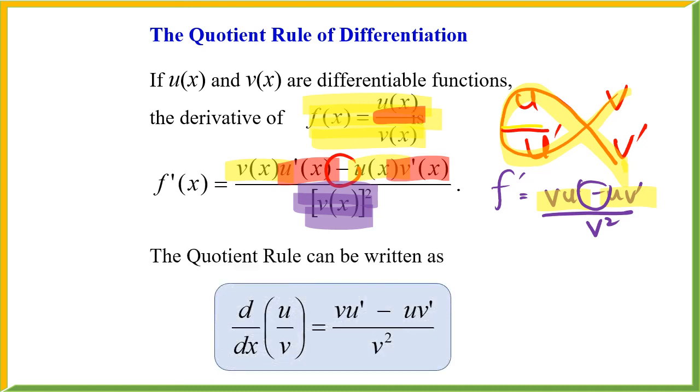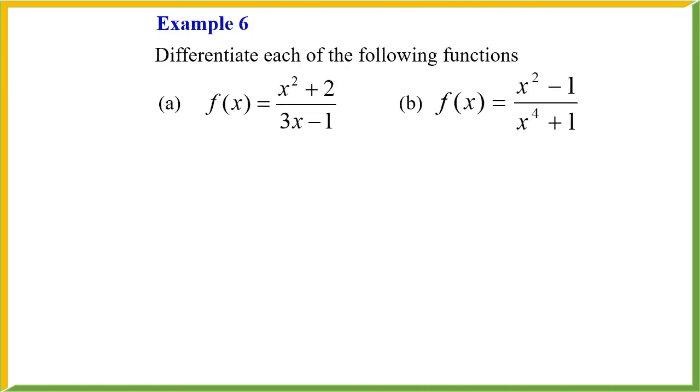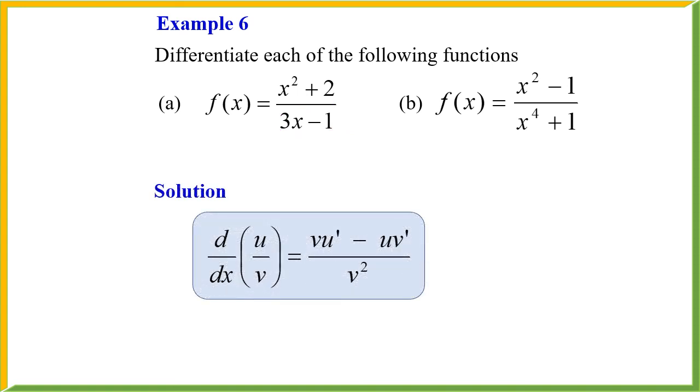Okay, so let's continue with example. So the example here is differentiate each of the following: f(x) equal to x squared plus 2 divided by 3x minus 1. For b, f(x) equal to x squared minus 1 divided by x power 4 plus 1. Okay, we cannot separate it. So what you need to do is to directly use the quotient rule. We cannot separate this because we have not only one thing, we have addition between two terms here. So we have to apply the quotient rule.